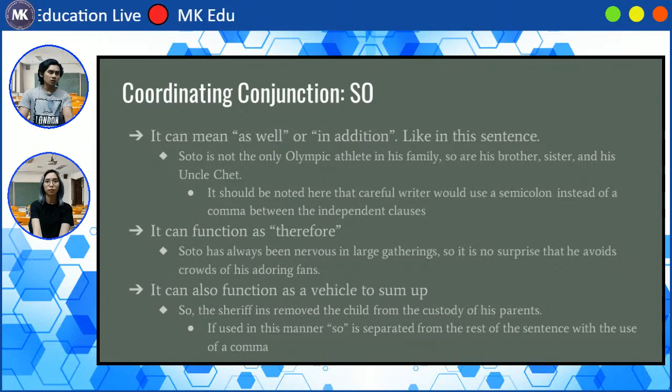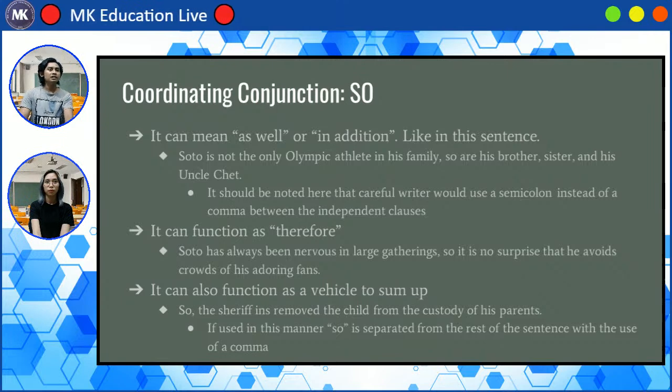So Soto has always been nervous in large gatherings, so it is no surprise that he avoids crowds of his adoring fans. This happened, so it is understandable that this also happened. That's what therefore is. It means a logical connection between one event and the other.